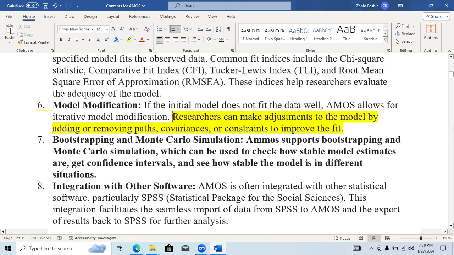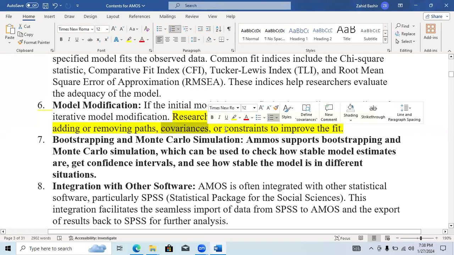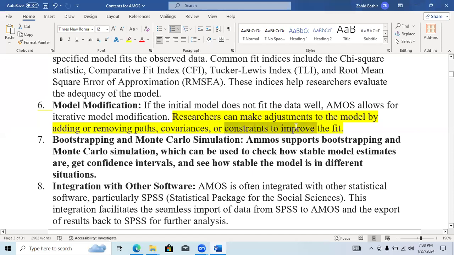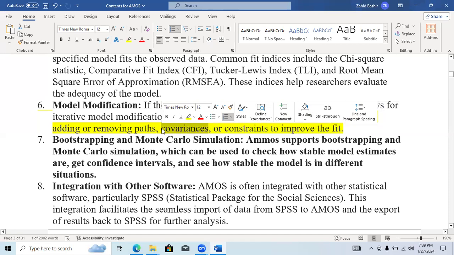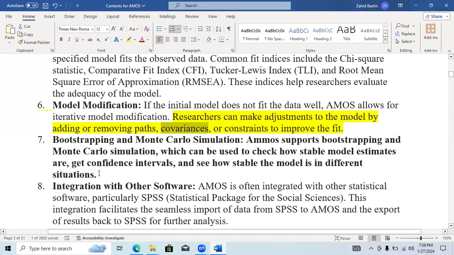Like you are going to add some paths, you are going to remove some paths, you can add some covariances, you are going to use some constraints to improve the fit. I will let you know how we are going to use covariances in today's discussion.